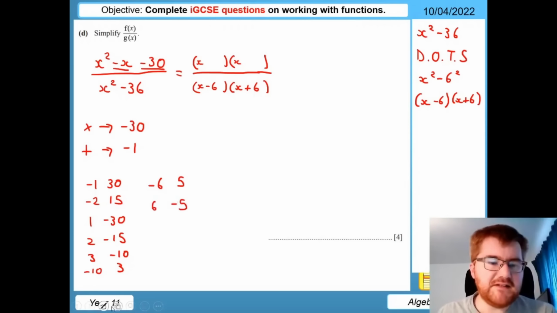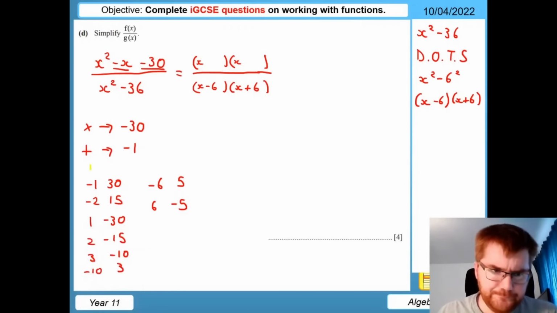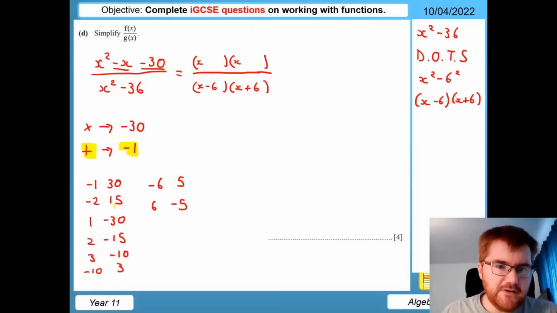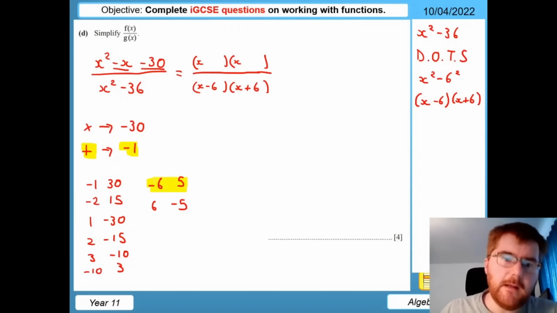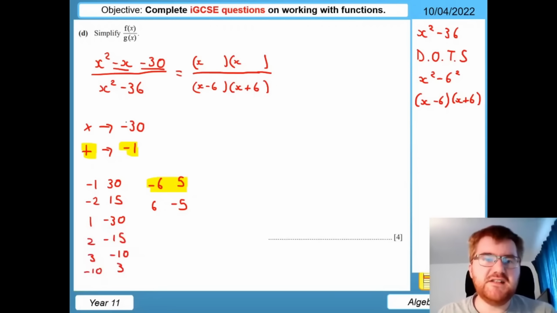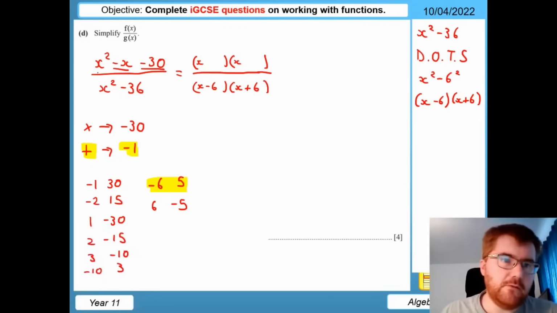But remember that second rule that I talked about here. So you also need to add to give me minus 1. If I look at these combinations here, the only one that works is this one here. Remember, minus 6 plus 5 gives me the negative 1. So even though there are lots of combinations, using that second rule, which we're allowed to because there's no number in front of the x squared, limits down those options. So we put in x minus 6 and x plus 5.